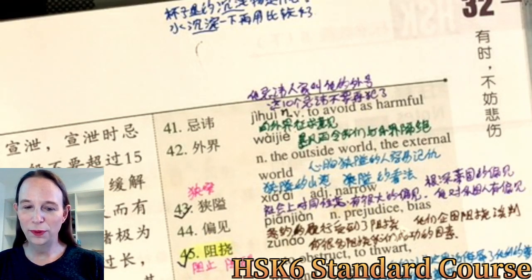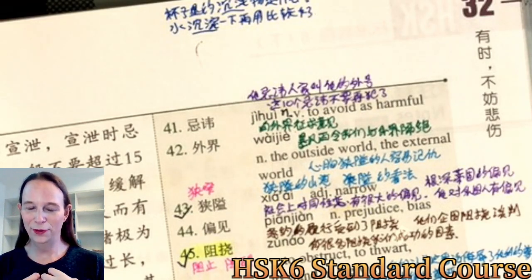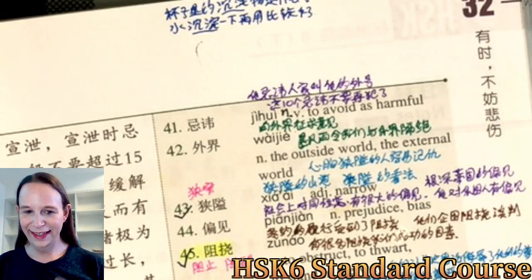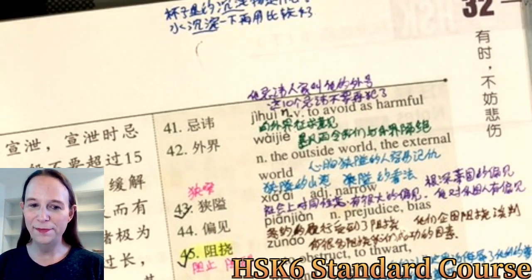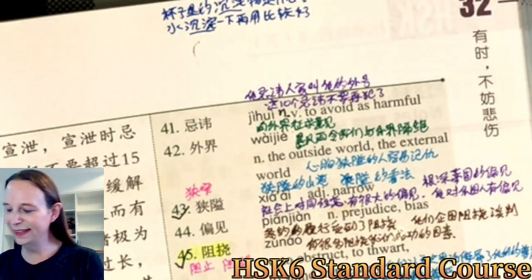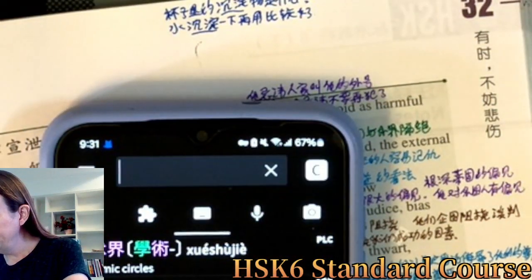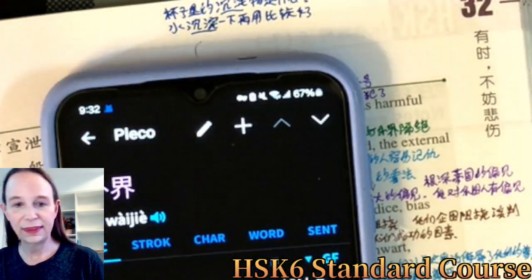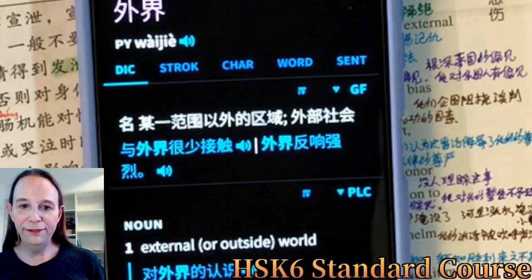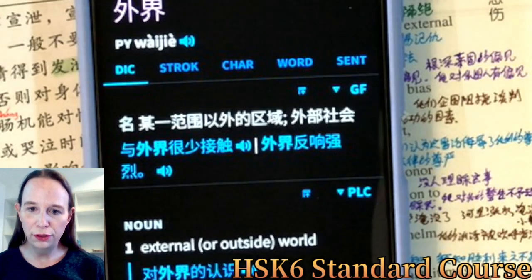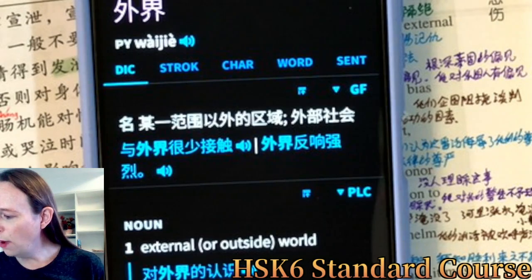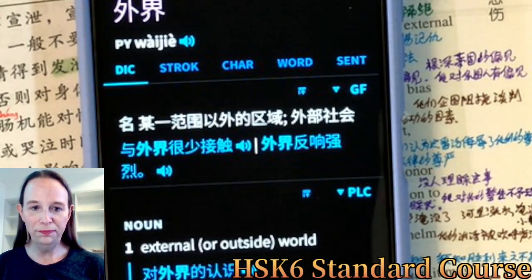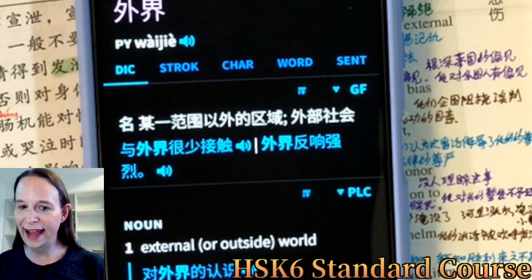The external world, depending on context. So you have your internal world, which is your thoughts and feelings and so on. And then there's the external world, which is made up of physical matter and forces and things like that. 外界. Yeah, OK. 某一范围以外的区域，外部社会. OK. 与外界很少接触. So it has very little contact with the outside world.